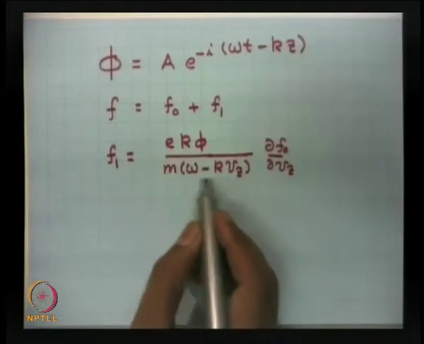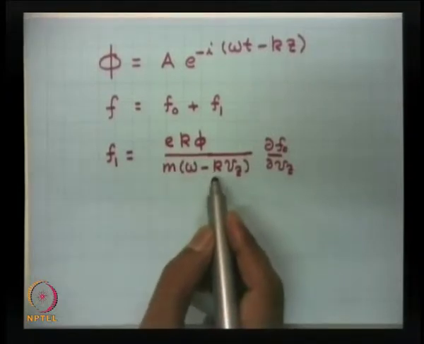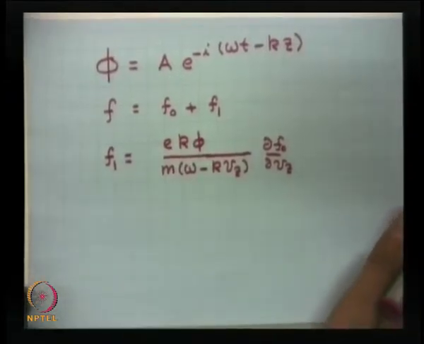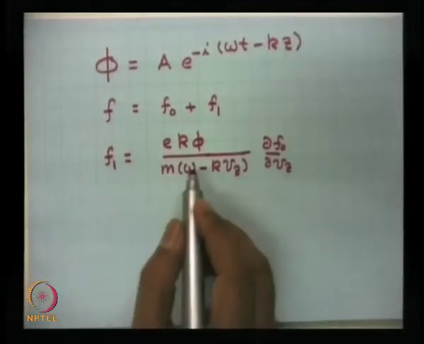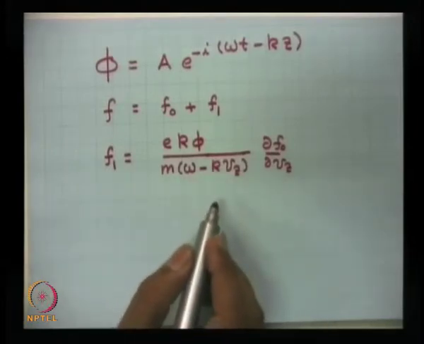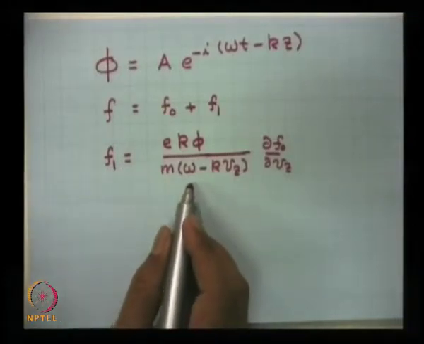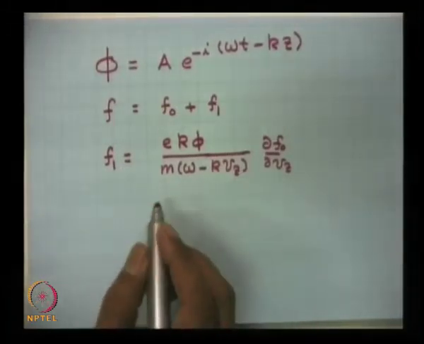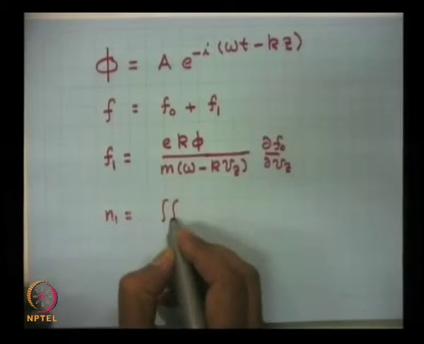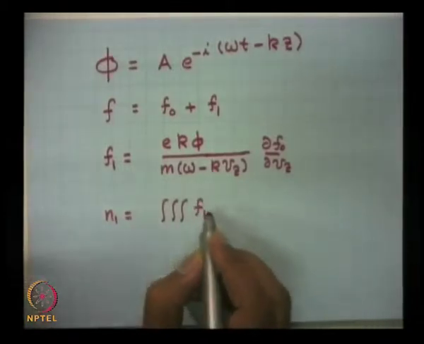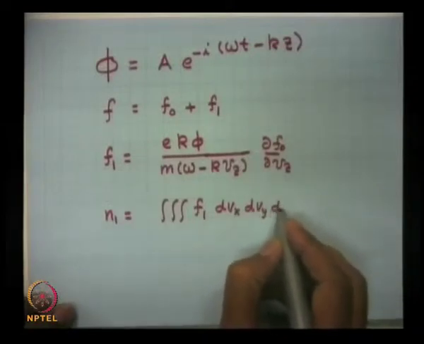One may note here that those particles for which Vz is equal to omega upon k, the denominator will go to 0 and they are called the resonant particles. The perturbation in F1 will be very large. And these are the particles which give rise to resonant wave particle interaction and are responsible for damping or growth of waves. Then we introduced the density perturbation, which essentially is a triple volume integral of this F1 into dVx, dVy and dVz.